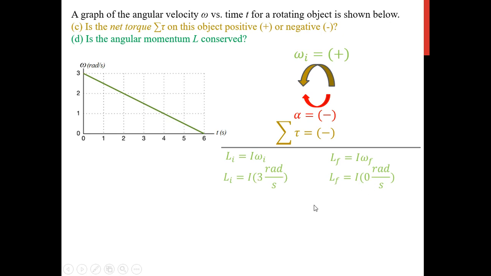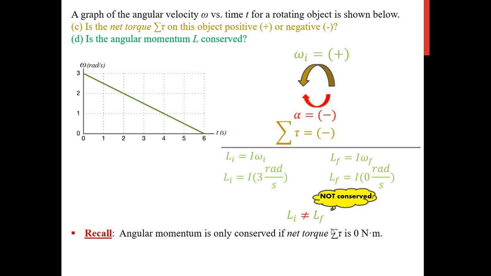So if you're currently awake, you're thinking that is not equal: I times 3 versus I times 0. 3I and 0 here do not equal. So I've made a statement here. The initial angular momentum is not equal to the final angular momentum. So you should hopefully make this deduction already that the angular momentum is not conserved. Okay, so that's just using definitions for angular momentum.